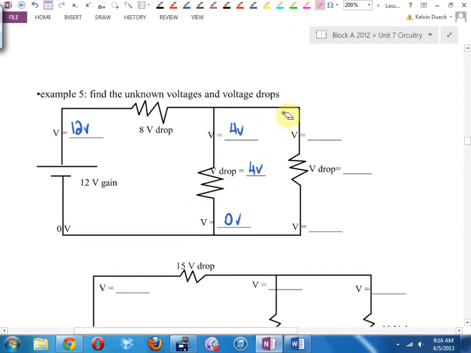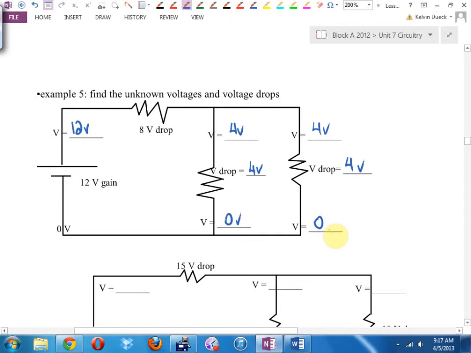Oh, can I go this way as well? Now also think about it. We're all skiing together. We shake hands. We split up. We meet up here. We must have gone through the same change in height. Otherwise, we couldn't meet up at the bottom. Right? So this must also be a 4 volt drop. 4 volts to 0.